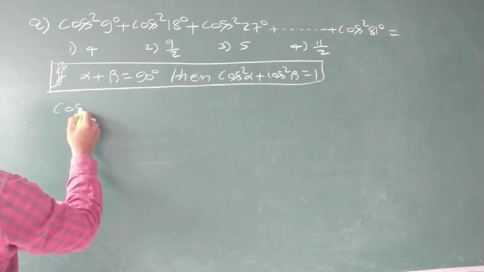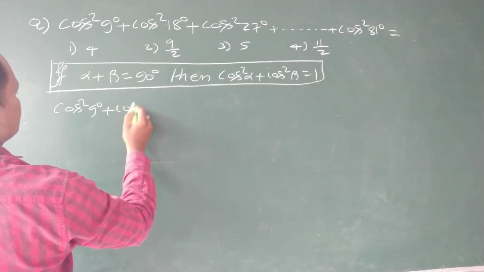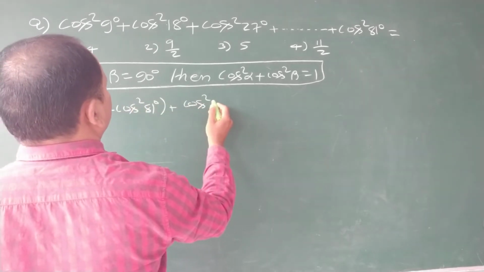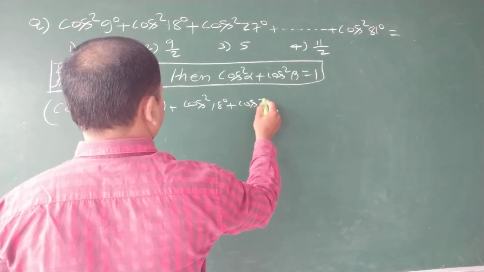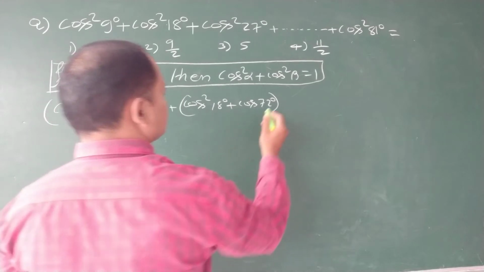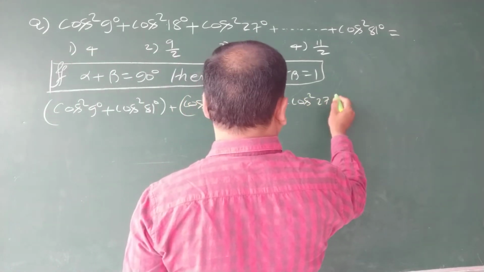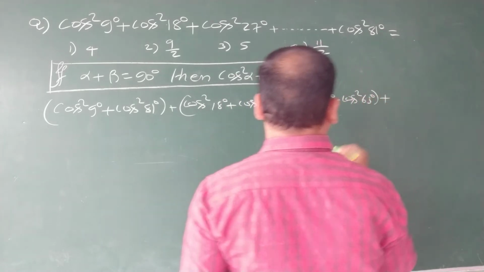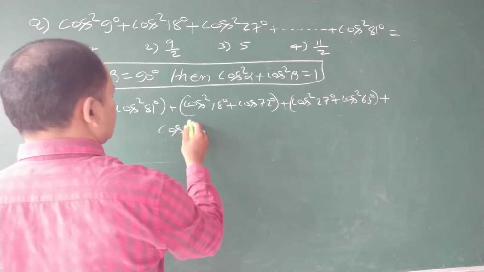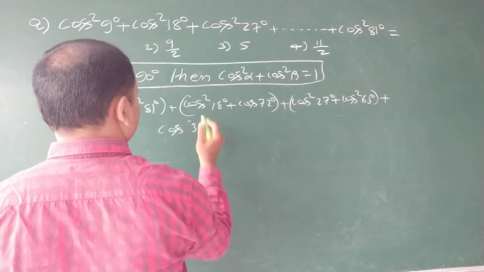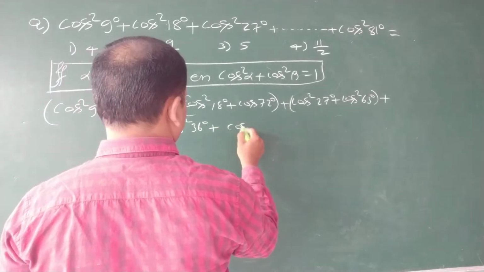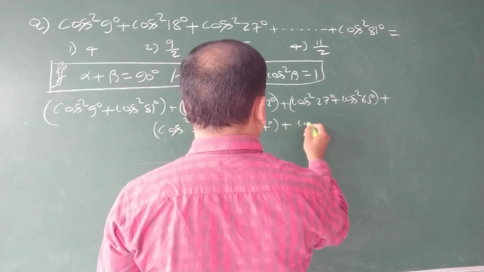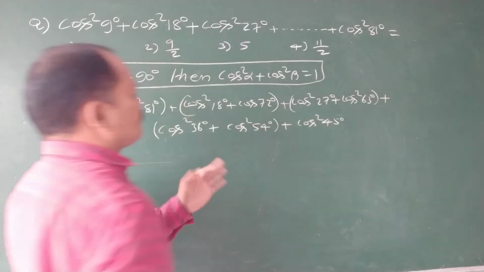That means we have to write cos square 9 degrees plus cos square 81 degrees in one bracket, cos square 18 degrees plus cos square 72 degrees in one bracket, plus cos square 27 degrees plus cos square 63 degrees in one bracket, plus cos square 36 degrees plus cos square 54 degrees in one bracket, plus cos square 45 degrees. Just 45 degrees is there.